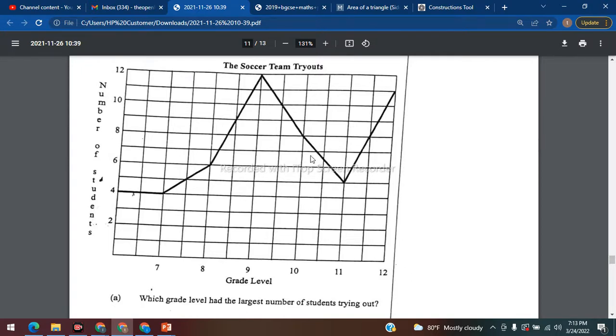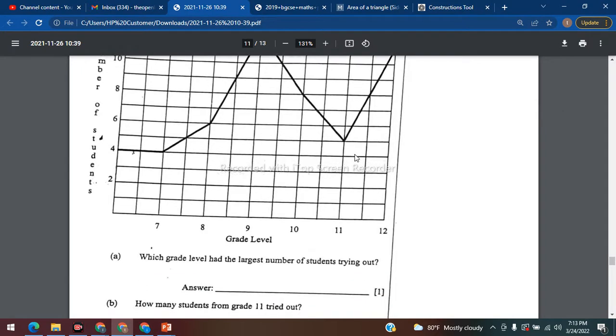Grade 10, 8. Grade 11, 5. And then grade 12, 11. Good. So the question asks the following.